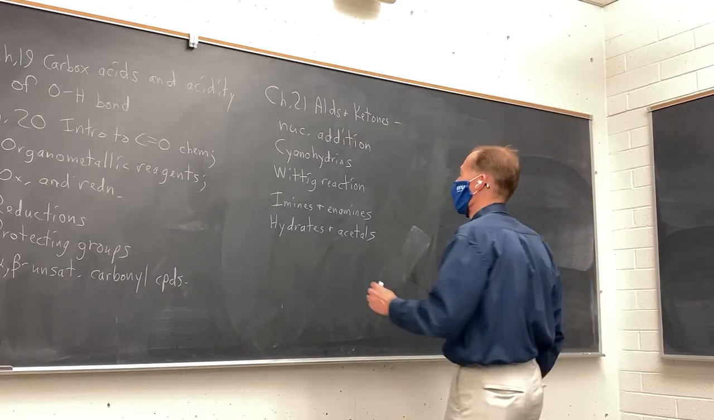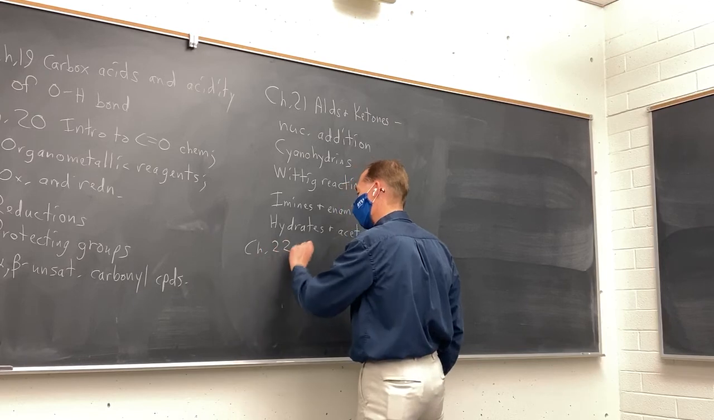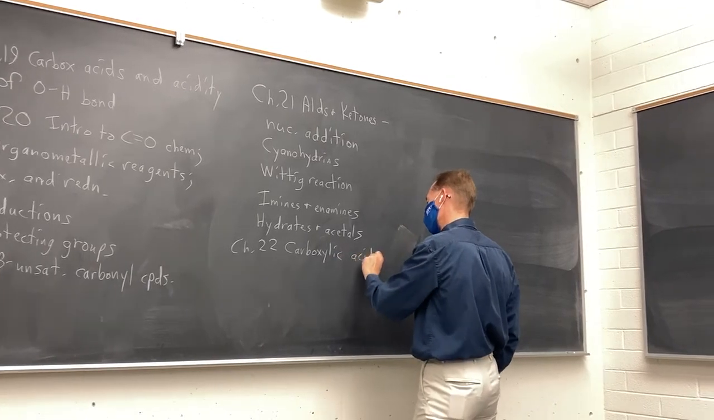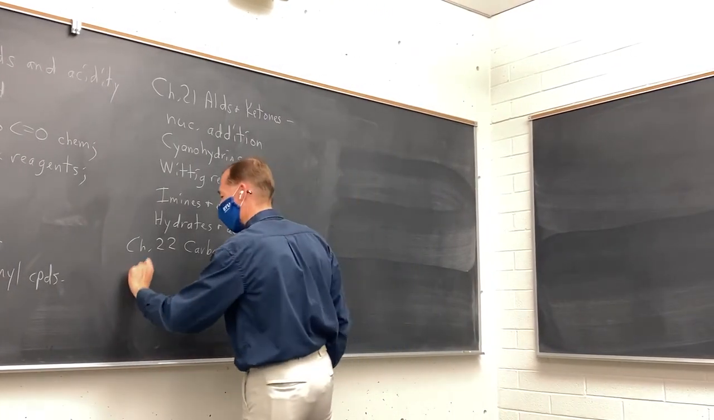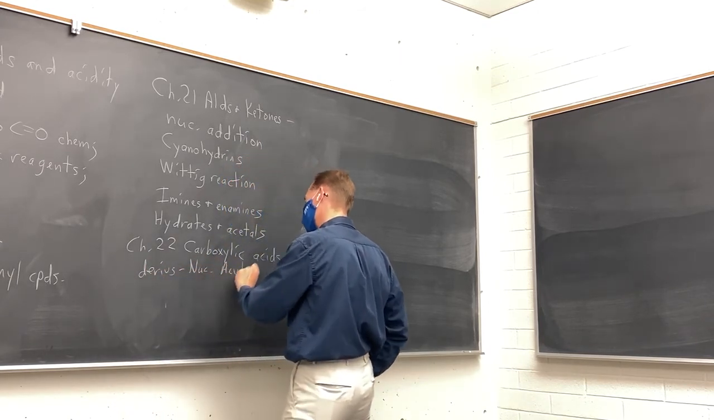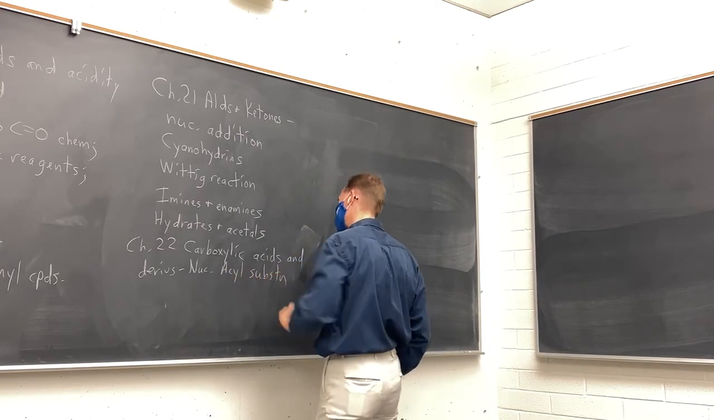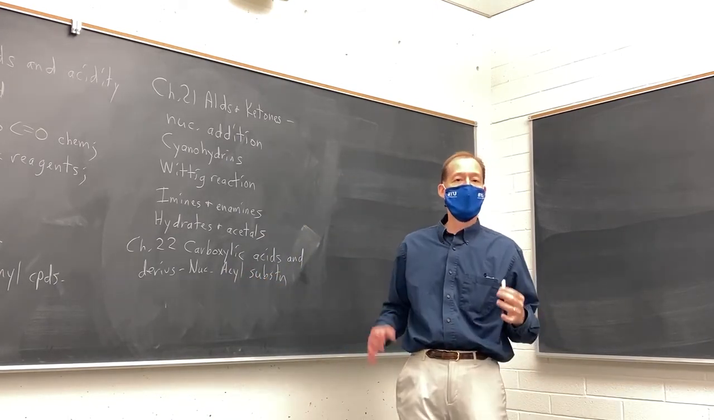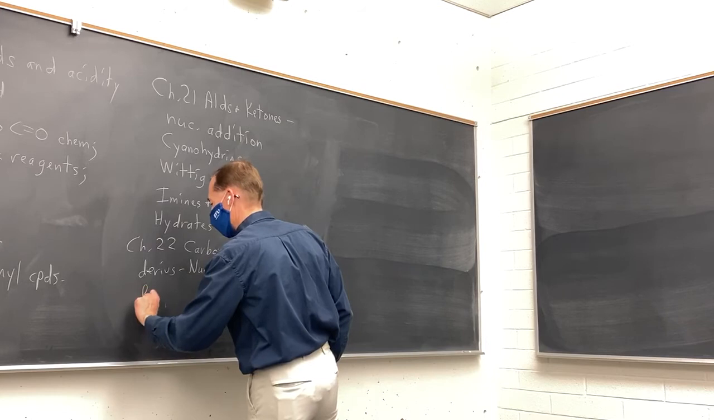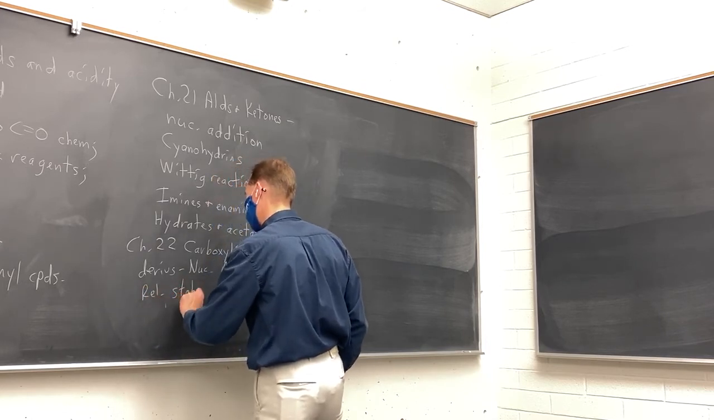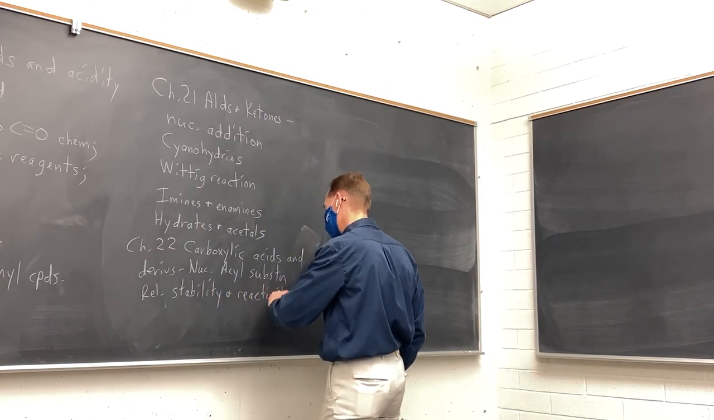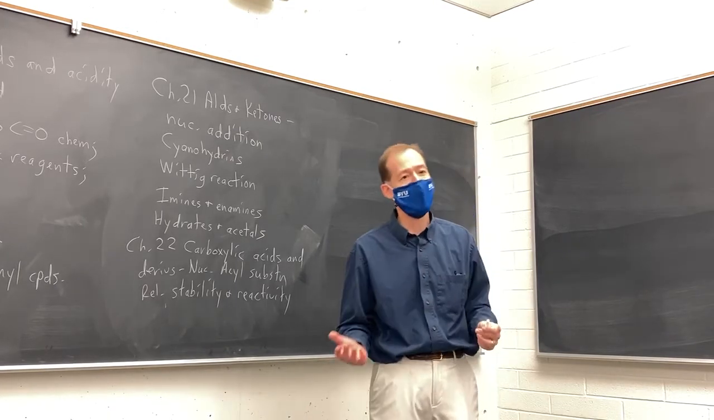Chapter 22, this was a large chapter. Chapter 22, carboxylic acids and derivatives, nucleophilic acyl substitution. So the key to this chapter is understanding the relative stability and reactivity of our carboxylic acid derivatives.